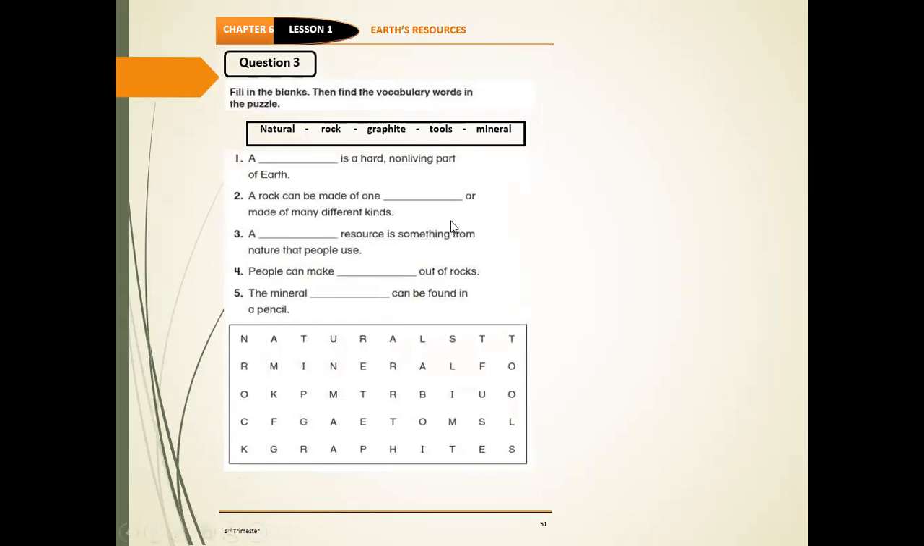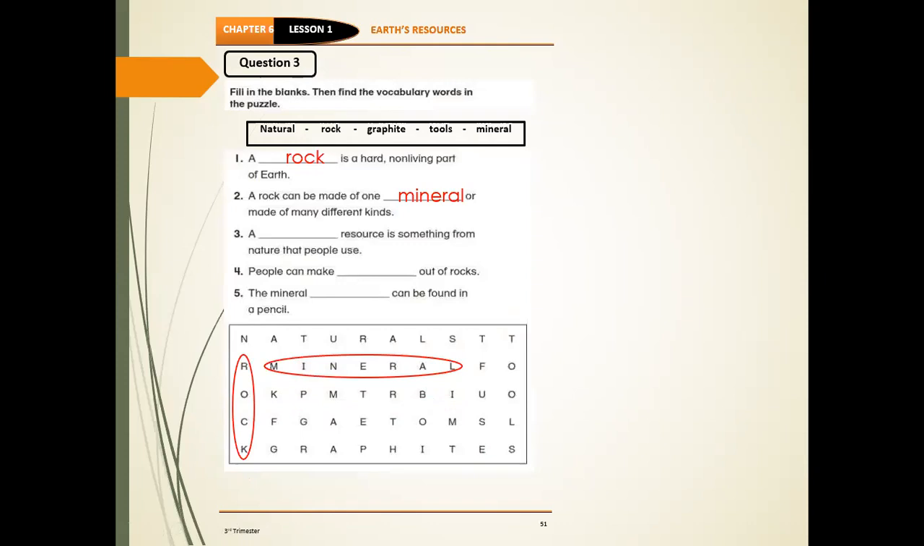So number 1, a what is the hard non-living part of the earth? It will be a rock. A rock is the hard non-living part of the earth. Where can I find rock down? Yes, here. 2, a rock can be made of one what, or made of different kinds? It will be made of one what? Yes, mineral. Where can I find mineral down? Yes, it will be here.